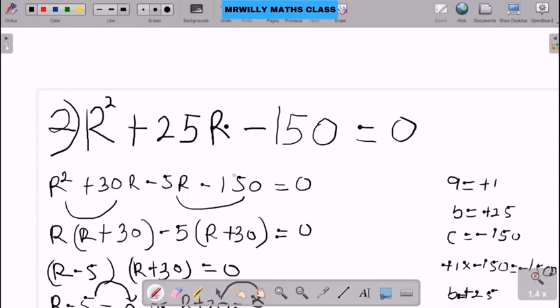So finally, we have come to the end of today's class. We have seen how to solve quadratic equations by the factorization method.